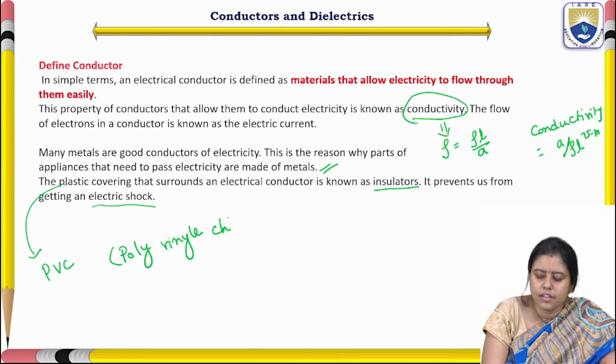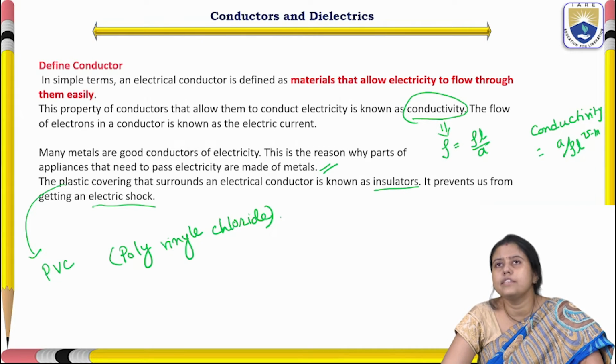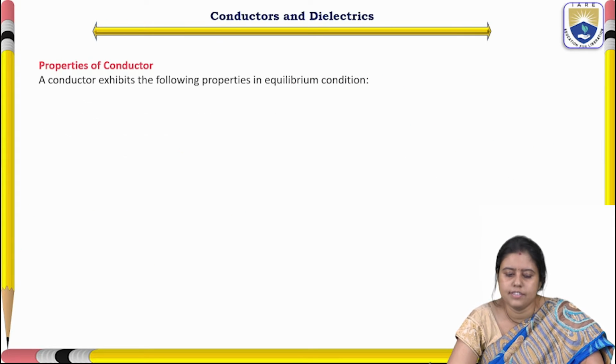Polyvinyl chloride. So this is the PVC, which is given to prevent us from shock. It behaves like an insulator. What is an insulator? It opposes the flow of electricity.